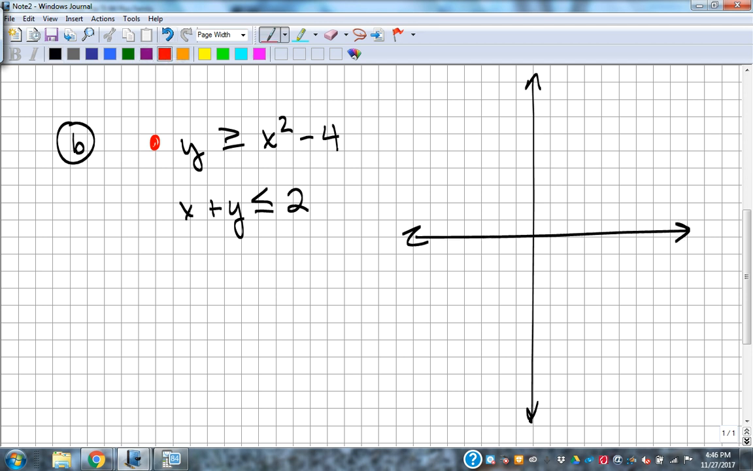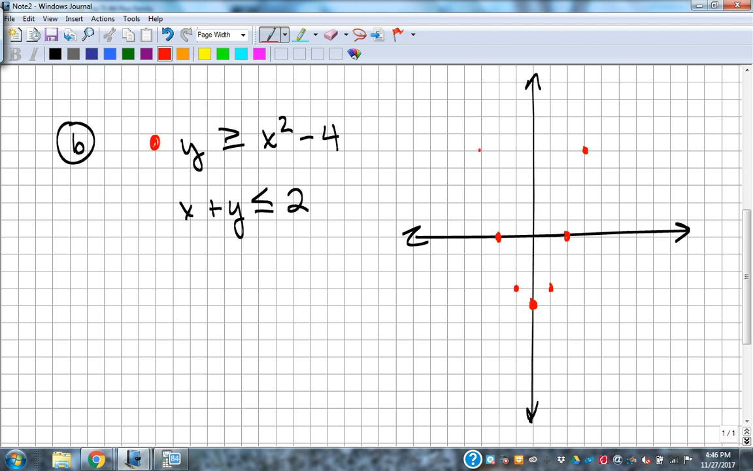The vertex is at 0, -4. And it's a quadratic, so I could plug in some x values on either side. If I plug in 1, 1 squared minus 4 would be -3. That'd be there and there. If I plug in 2, 2 squared is 4 minus 4 is 0. So I just get an idea of what's going on there. If I plug in 3, that's 9 minus 4 is 5.